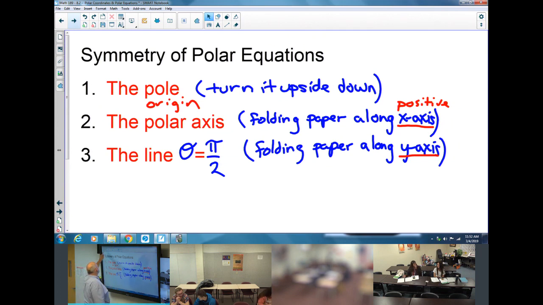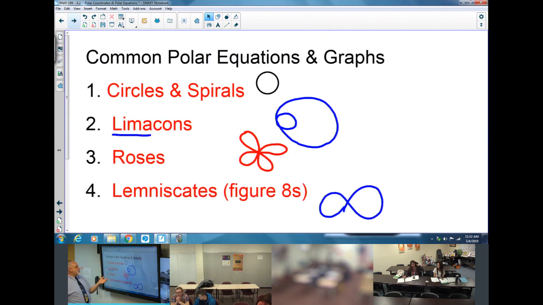All right. There are also different kinds of polar equation graphs that we'll refer to. The first ones that we've done are circles. So circles and spirals. Then we have what we call limacons, and I think of these as looking like lima beans. That helps me remember limacon. Then the flower-looking ones we call roses. And the last ones are called lemniscates, and I remember that by figure 8: if it looks like a figure 8, then that's called a lemniscate.